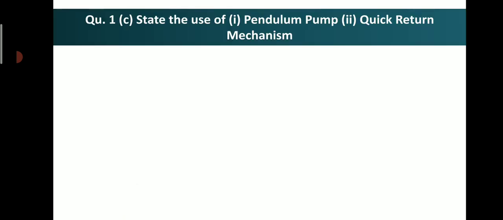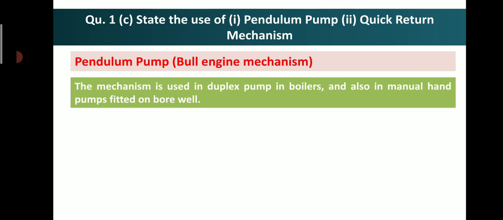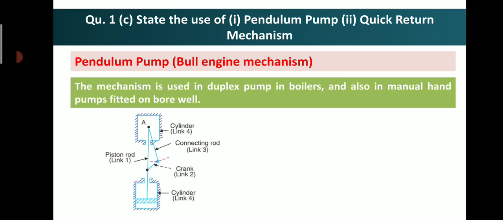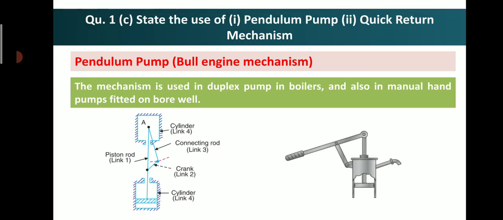Question number 1c was: state the use of pendulum pump and quick return mechanism. So pendulum pump is also called as Bull engine mechanism. The mechanism is used in duplex pump in boilers and also in manual hand pumps fitted on the borewell. So here is a sketch in front of you of the pendulum pump, and here the practical figure that you can see on the right hand side.